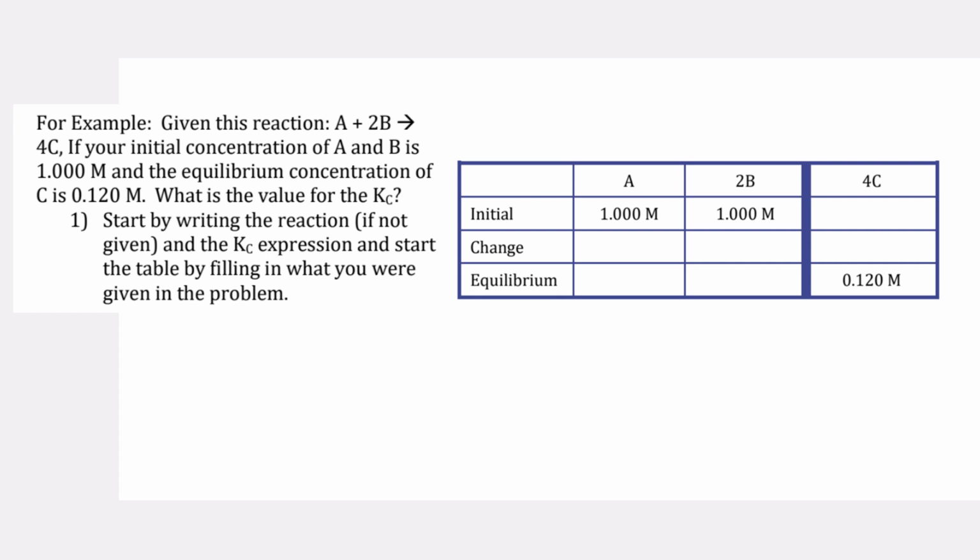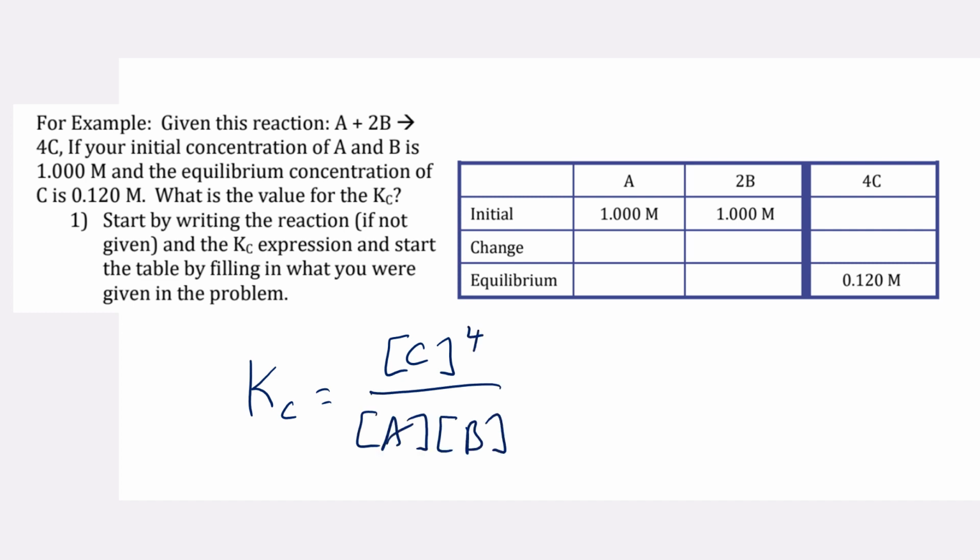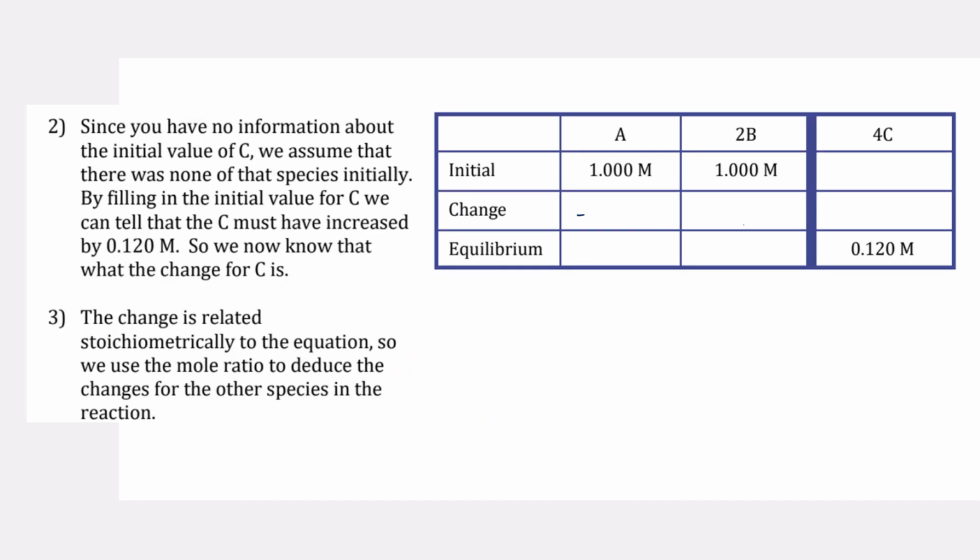So let's see. Our K expression is going to be K sub C equals C to the fourth over the concentration of A times the concentration of B squared. Since you have no information about the value of C for the initial value, we can assume that there's going to be none, so it's going to be 0. And then from there we can figure out that my C increased by 4x. So increased by plus 0.120 molar.